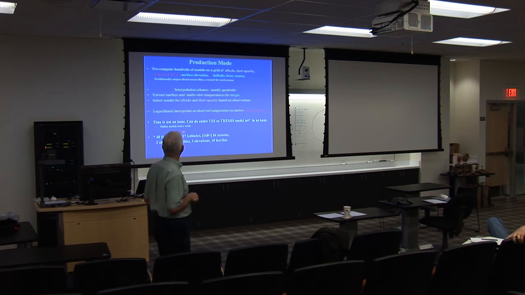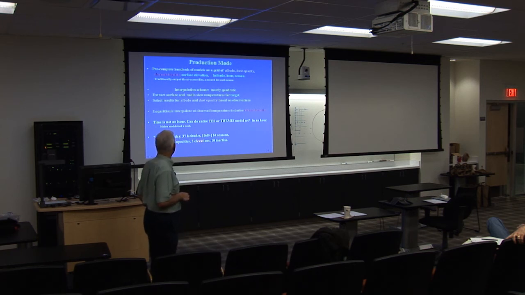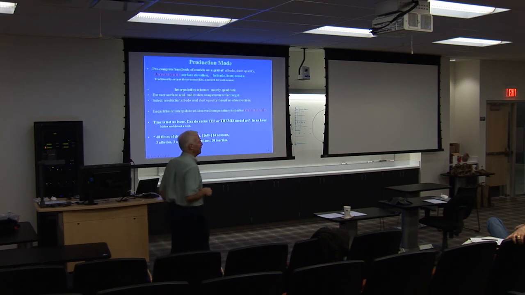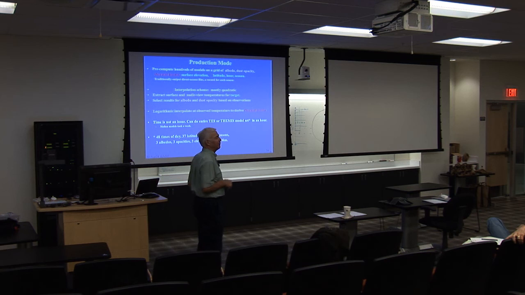And this is the set that was run for Themis. 48 times a day, 37 latitudes, 168 spin-up, and then 84 actual seasons, 3 albedos, 3 opacities, 3 elevations, and 10 inertias. So that's the file set. So it's basically a pretty elaborate, fairly full output for 90 cases. And nowadays, that would run in 20 minutes or something.